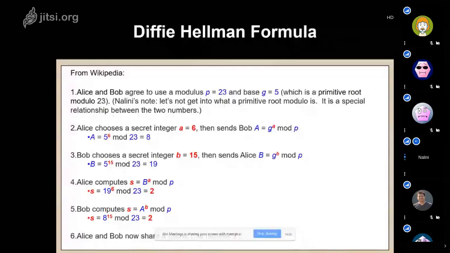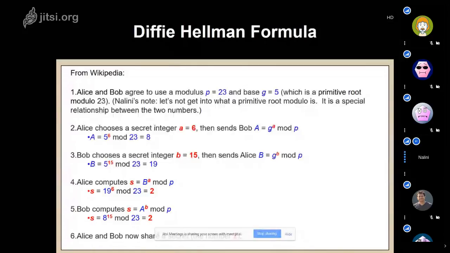Bob, he does the same thing. He chooses the number 15. And then what he does is he sends Alice B, which is G^B mod P, or 5 to the 15th power mod 23, which is equal to 19.